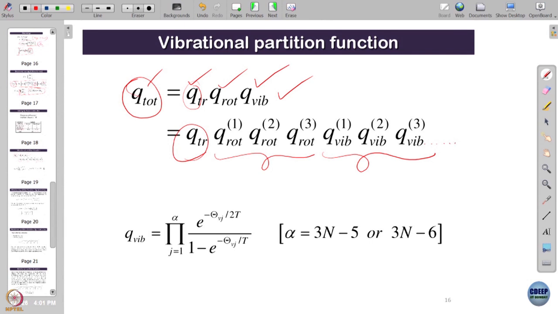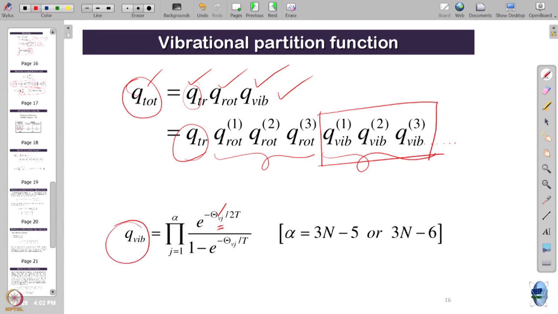So, since these vibrations are independent of each other, the normal modes, the vibrational partition function q vibration is a product over all the vibrational degrees of freedom, which is written here. The nu stands for vibration in the notation and j labels the different normal modes.